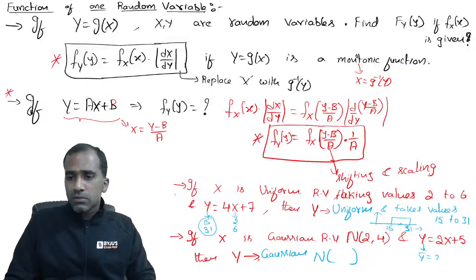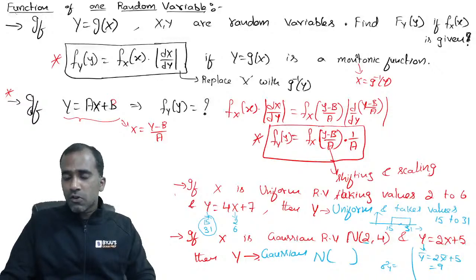Y bar is equal to 2 times x bar plus 5, correct? What is the mean value here? 2. If mean is 2, 2 times 4 plus 5 is 9, right? Very good. How about variance? I think you can say the variance very easily. Sigma y square: because of addition of a constant, variance will not change. Because of multiplication with a constant, variance changes by constant square times. So it becomes 2 square, which is 4, times sigma x square. No contribution to variance because of the addition of a constant.